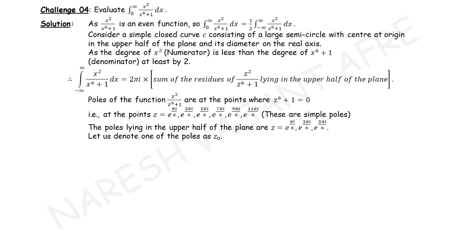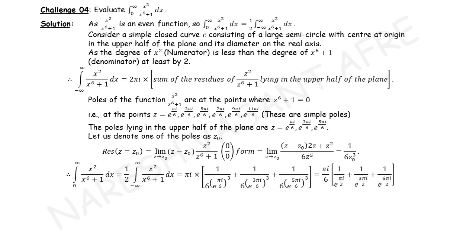So now let us denote one of the poles as z0. The residue at z0 will be the limit as z tends to z0 of (z minus z0) times z square divided by z raised to 6 plus 1. Now if you try to solve this limit, it will be of 0 by 0 form, so we can apply L'Hopital's rule. So we'll get the limit as z tends to z0 of (z minus z0) into 2z plus z square divided by 6z raised to 5. Now as z tends to z0, you will get 1 by 6 z0 cube. So if you fix any pole z0, then the residue at that z0 will be 1 by 6 z0 cube.